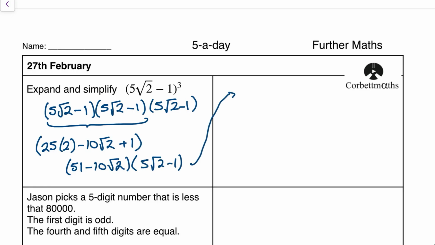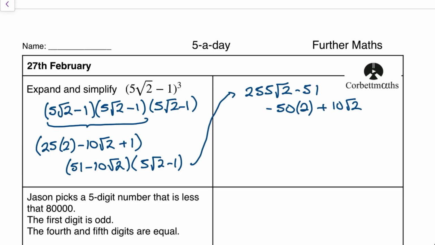Right, and then I'm going to come up here. 51 times 5 is going to be 255 root 2. Wow. 51 times minus 1 is minus 51. 10 root 2 times 5, or minus 10 times 5 is minus 50, and root 2 times root 2 is 2. In other words, that's minus 100. And minus 10 root 2 times minus 1 is plus 10 root 2.